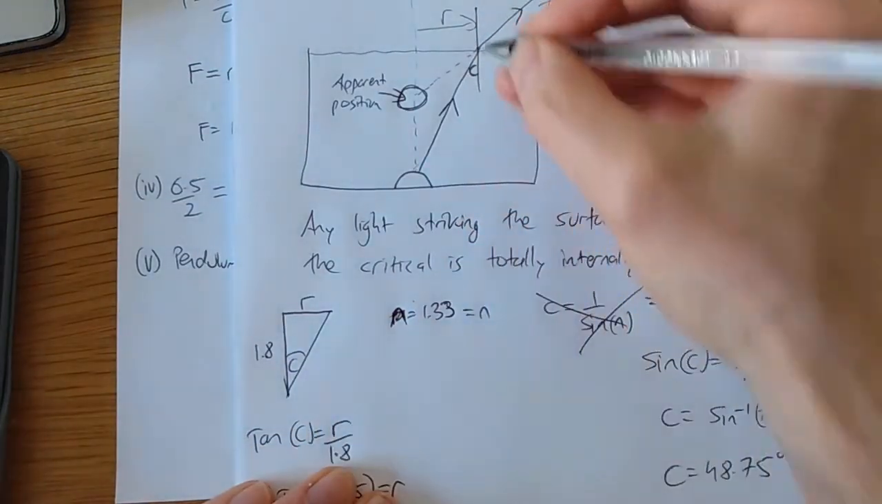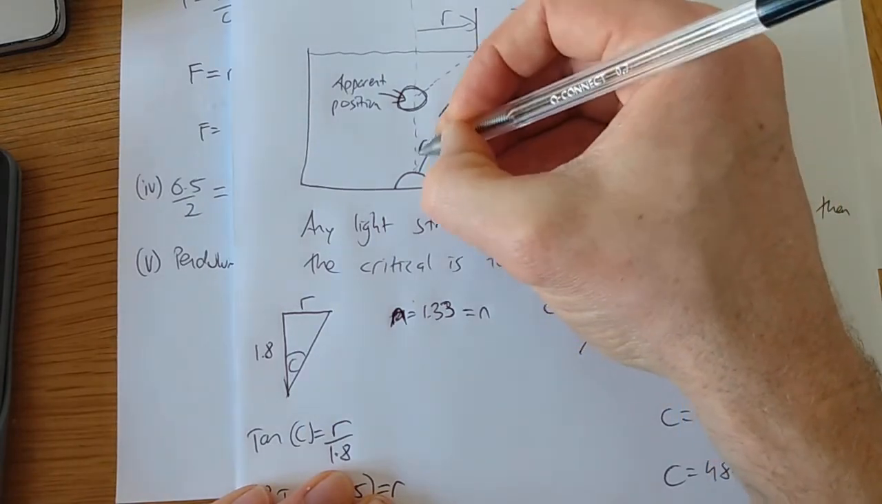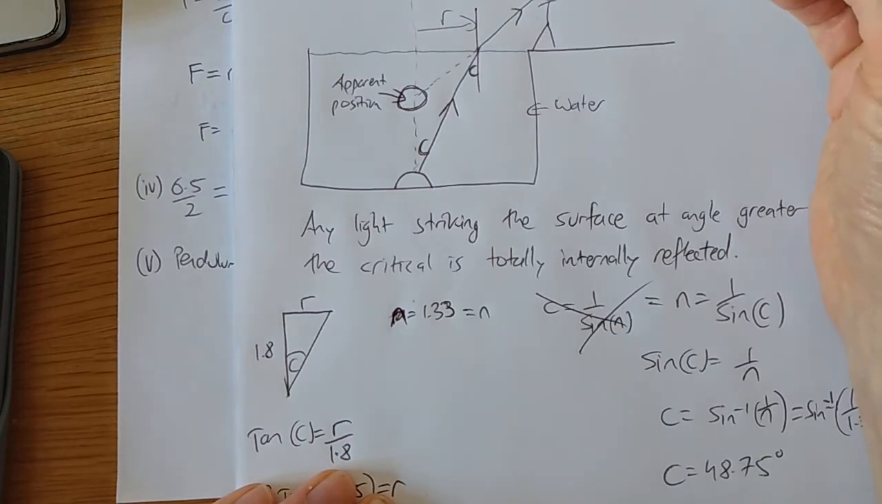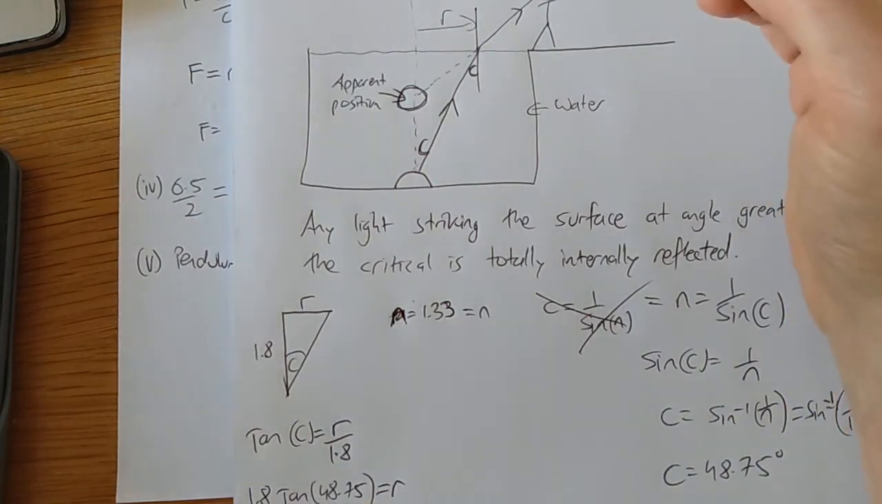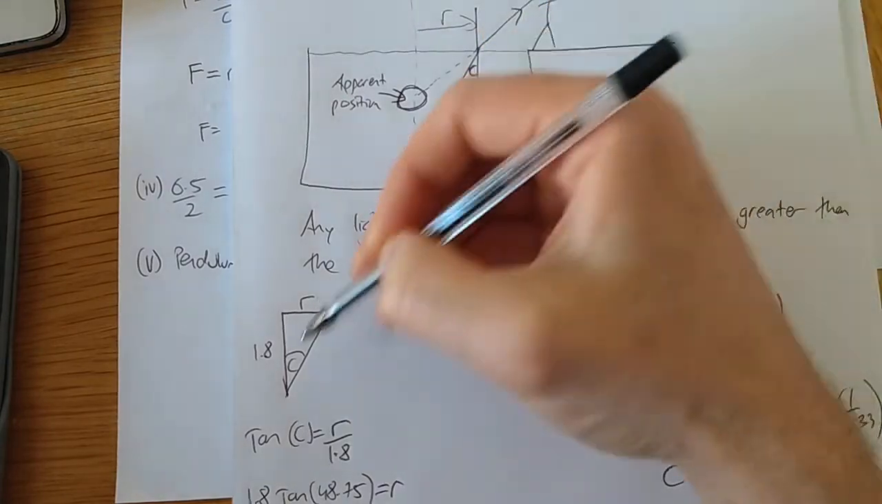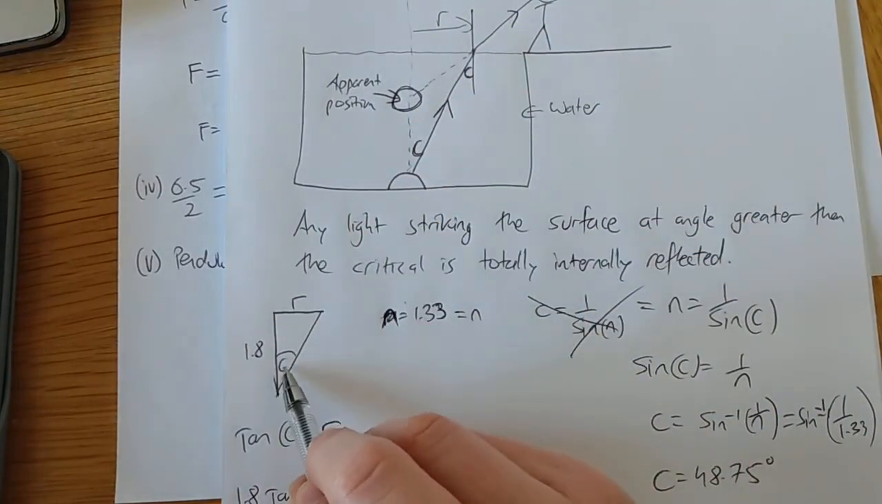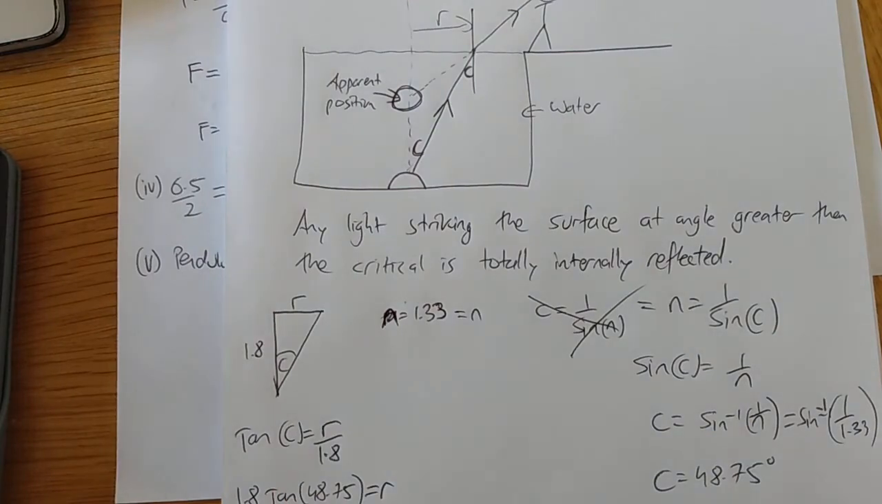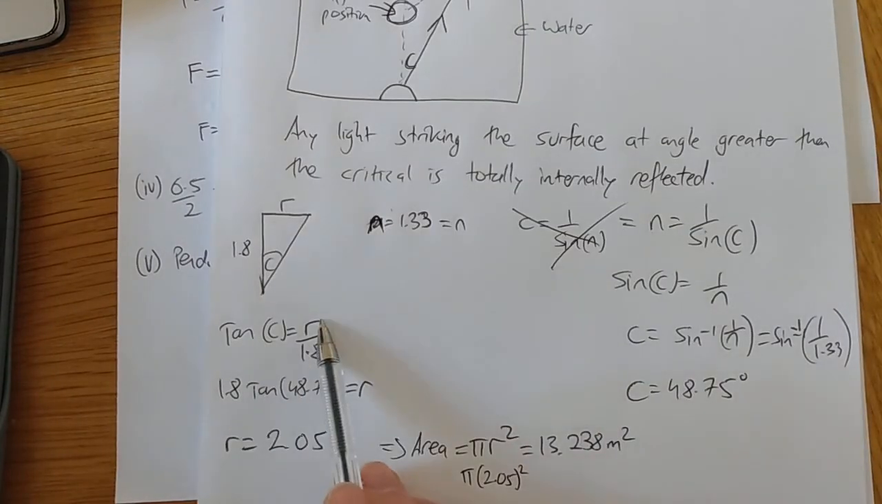Back over here, if that is C, then this is also C because of alternate angles, or corresponding angles. I can't remember my maths exactly right now, but that's a straight line that's parallel to that, so those two angles make sense. And then I can use tan, which is opposite divided by adjacent, so the radius divided by 1.8. Rearrange it to get the radius, 2.05, and the area of my circle is pi times that radius squared, which gives me 13 and a bit square meters.